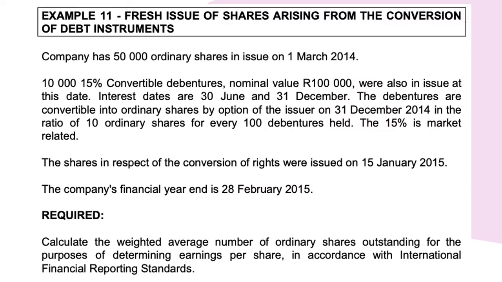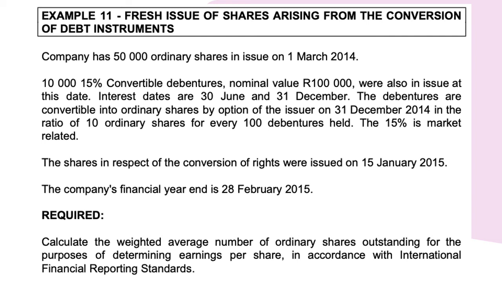Example 11 can be found in your Notes and Class Examples handout. The information reads as follows. The company has 50,000 ordinary shares in issue on the 1st of March 2014. 10,000 15% convertible debentures with a nominal value of 100,000 Rand were also in issue at this date. The interest dates are the 30th of June and the 31st of December each year.